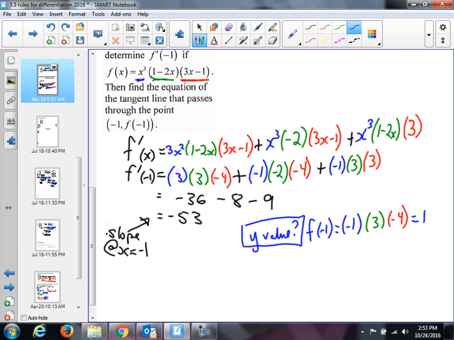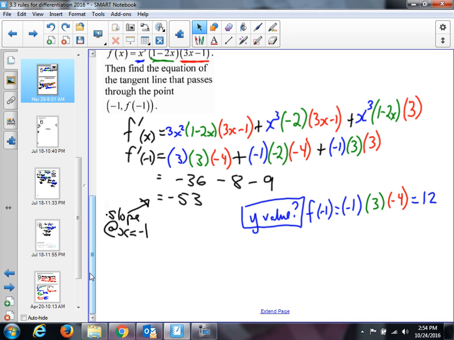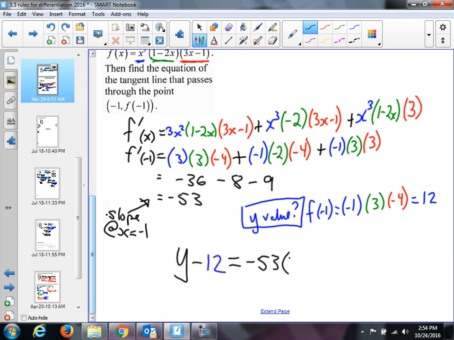That's equal to 12. So, negative 1 comma 12 is the point. We have a point, we have a slope. Point slope formula. Y minus 12 equals negative 53, X minus negative 1, which is really x plus 1. There you go. If you toss that 12 onto the other side, you have an equation.